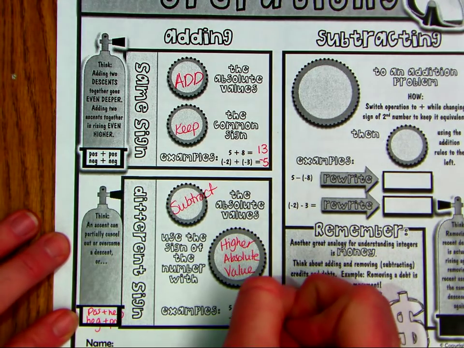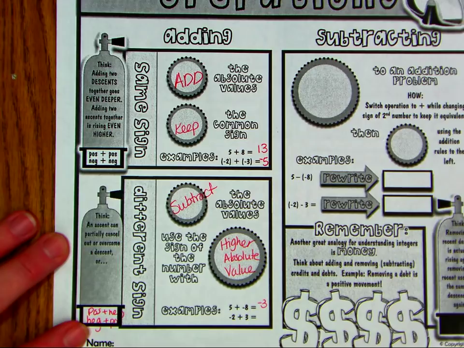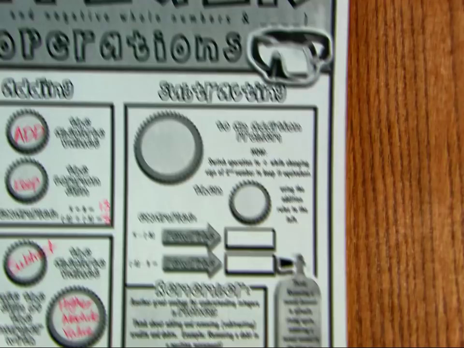Good. Can somebody do negative 2 plus 3? Christian. Negative 2 plus 3, that's 1. 1, because 3 had the greater absolute value, and it's a positive. Good. All right, let's go to subtract.